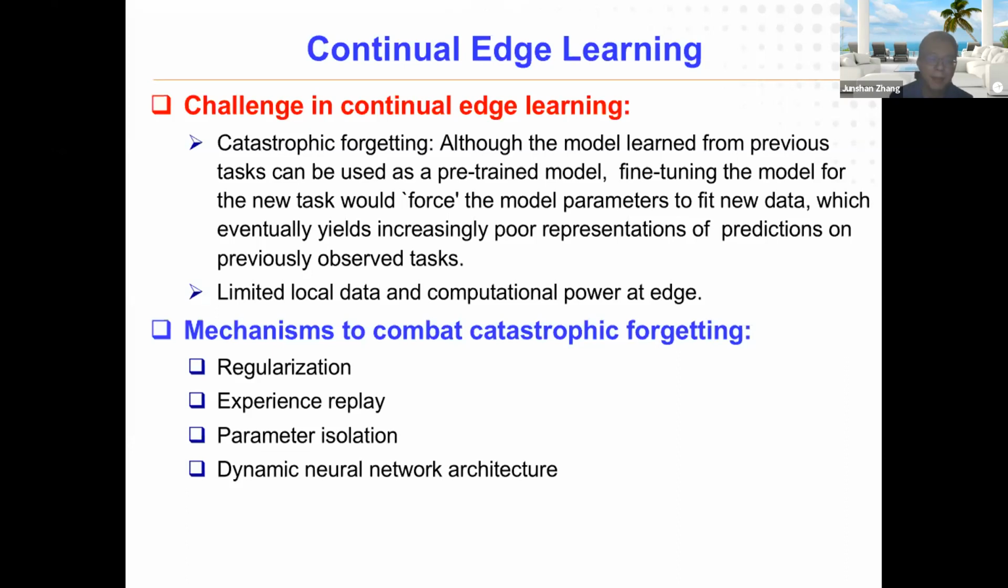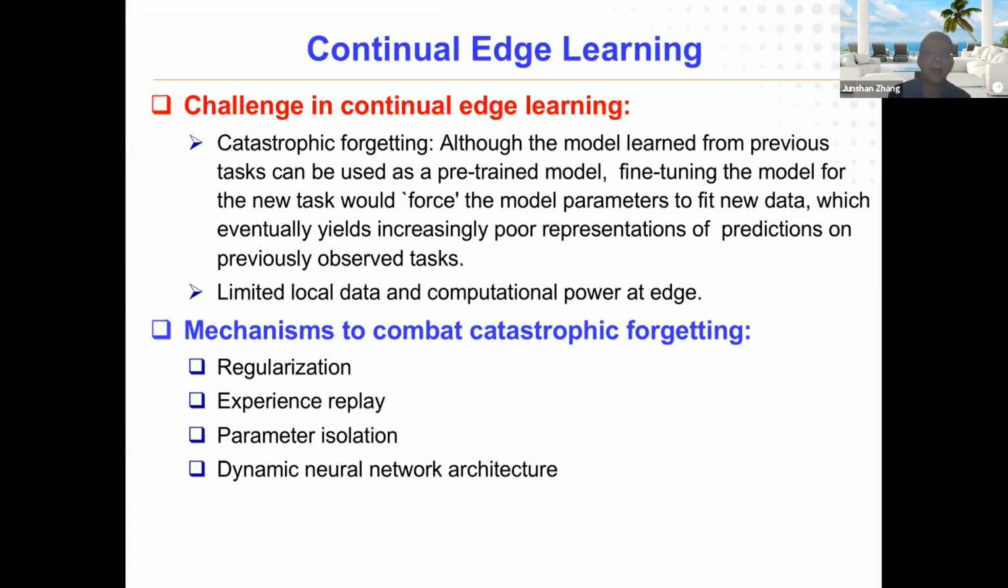There are a couple of main techniques used to combat catastrophic forgetting. Number one, regularization. Number two, experience replay. Number three, parameter isolation. Number four, dynamic neural network architecture. All these mechanisms in the existing literature are used in the context of neural network training.